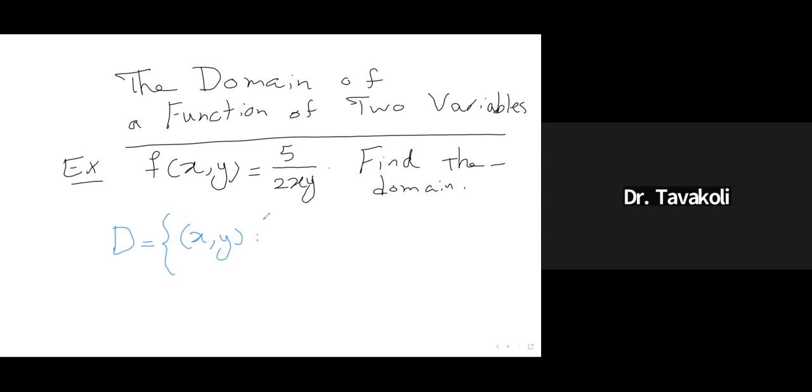I suggest that you pause the video and try to come up with some condition. So this expression makes sense if the denominator is not 0. And the denominator is not 0 if x is different from 0 and y is different from 0. So the way that I can write it down mathematically is x is different from 0 and y is different from 0. So that's how I describe the domain of this function.